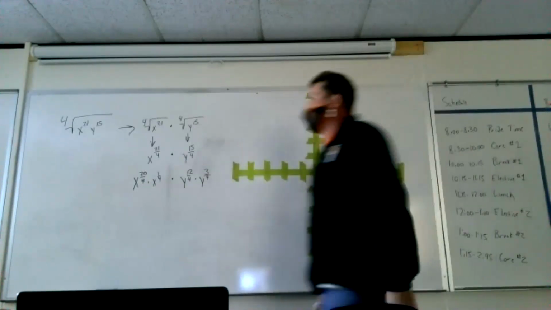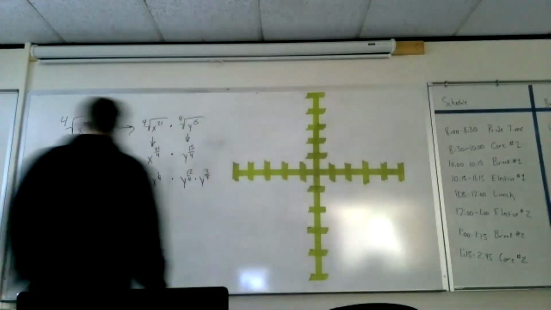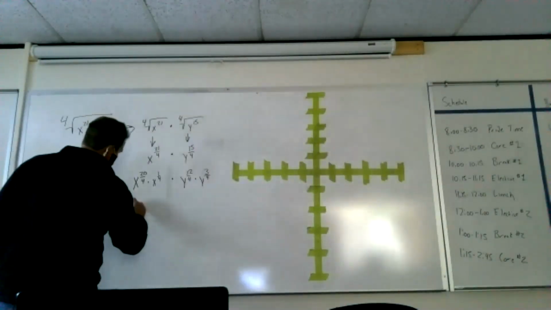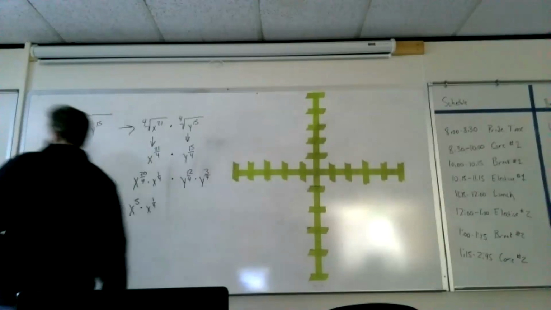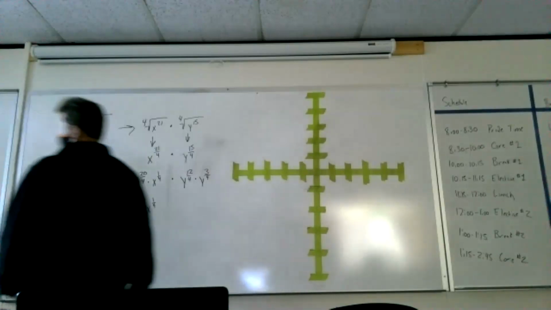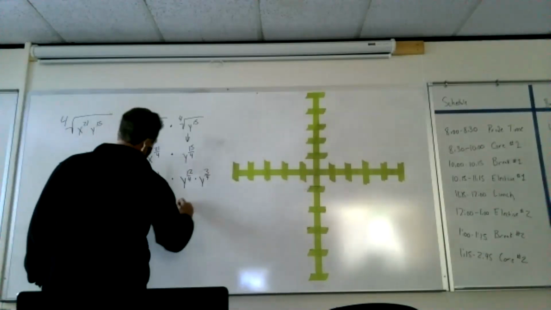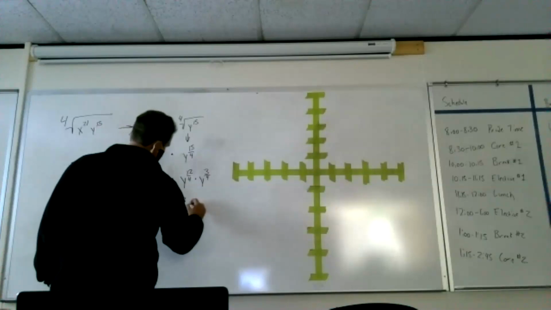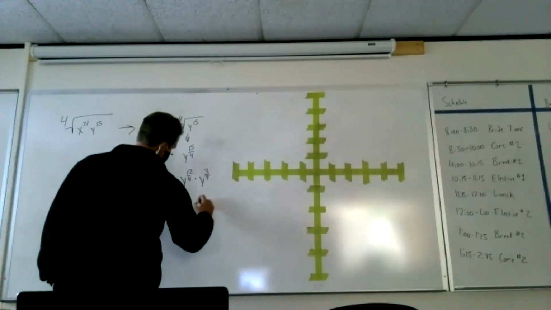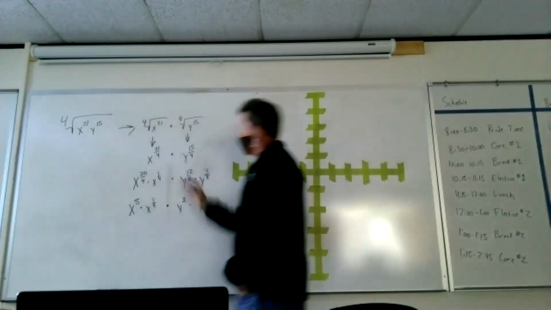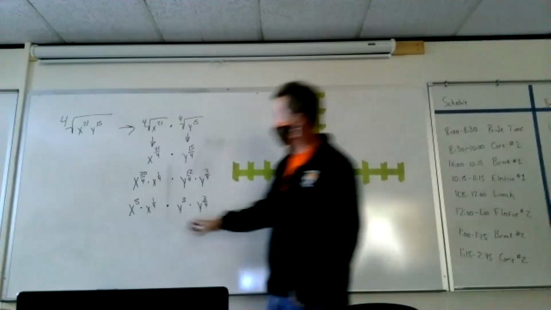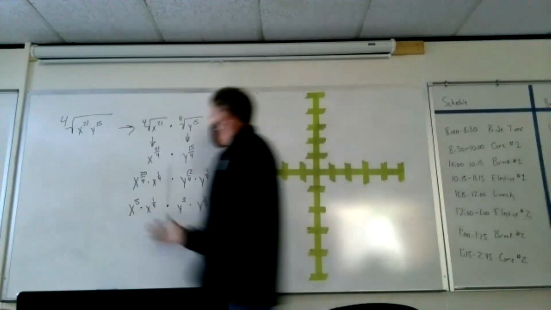20 over 4 is going to simplify down to 5. So here's x to the 5th times x to the 1/4. And then this side would be y to the 3rd times y to the 3/4. And if you look, I've been able to isolate through rational exponents x to the 5th and y to the 3rd. So those are going to be outside.